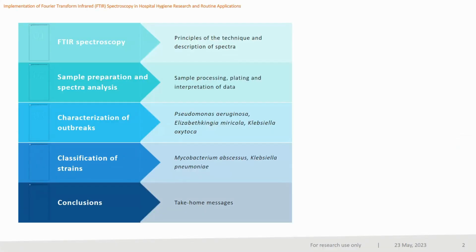I have divided the content of the presentation into several parts. To begin with, I will provide a brief overview of the principles of FTIR spectroscopy, followed by an explanation of the sample preparation process and the analysis of the spectra. Then I will show you several examples of studies conducted at our hospital, specifically focusing on the characterization of outbreaks caused by 3 different microorganisms and on the classification of strains. Finally, I will conclude the presentation by summarizing the key findings and implications.